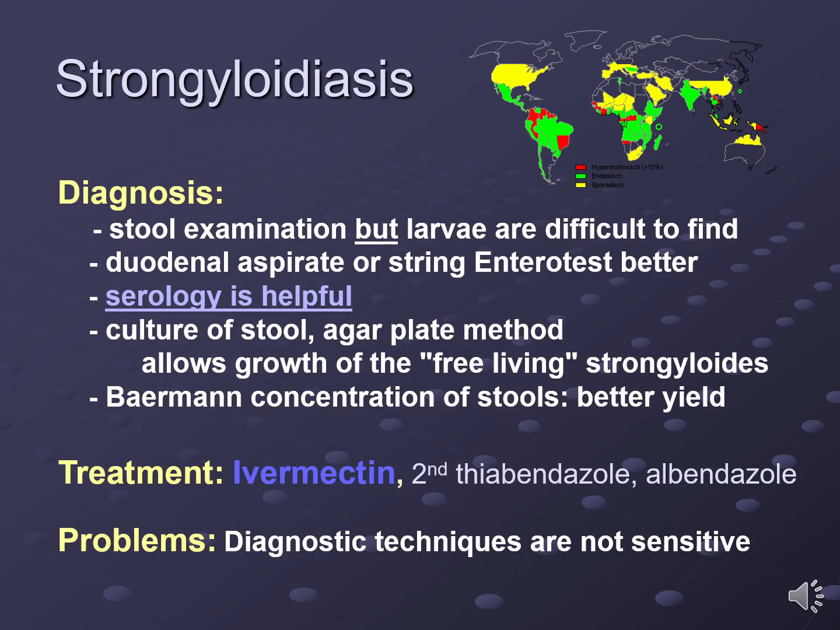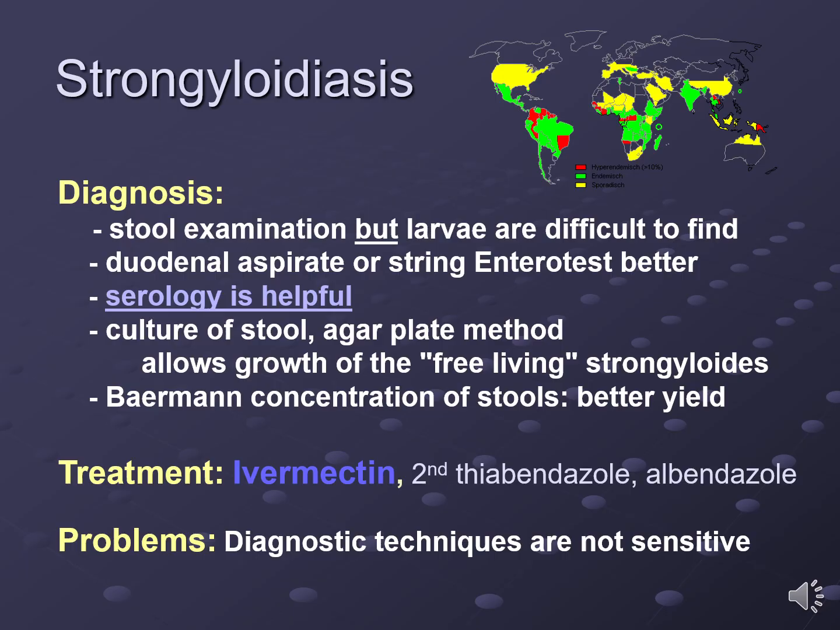Culture of stools, of course, on the agar plates, and then you find that with the growth of bacteria, you feel like there is a worm that is disturbing the culture, leaving traces behind it. So it can be used as well. Berman concentration of stools has got a better yield. This is one of the methods of concentrating the stools to find eggs or larvae. It can be also used, and it can be helpful. Treatment. Here the treatment is ivermectin, and if not available, then the second best would be thiabendazole or albendazole.